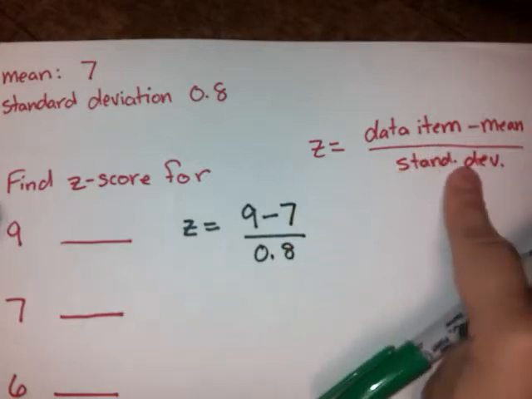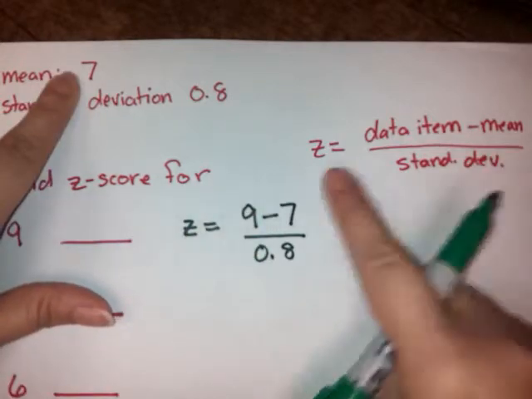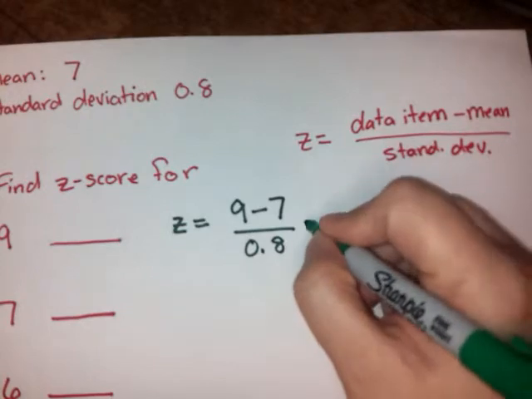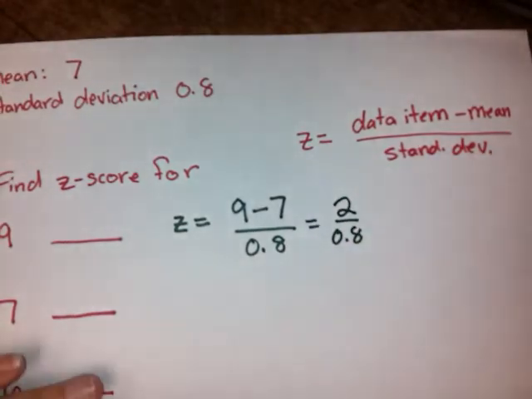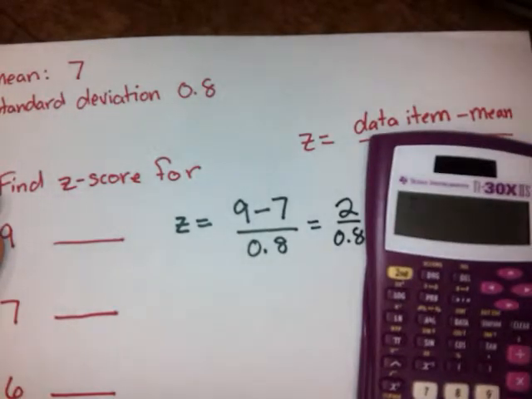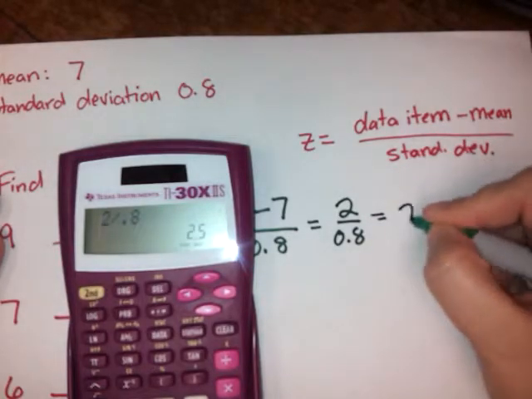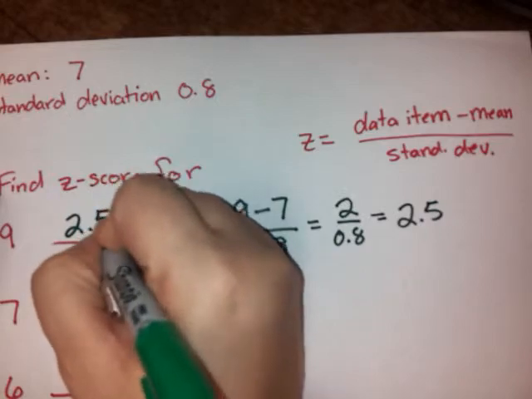If you know the formula, data item, you plug that in. Minus the mean, you plug that in, all over the standard deviation. So that's going to be 2 over 0.8, and then we plug that into our calculator and we get 2 divided by 0.8, and that gives us 2.5. So that's our answer here, 2.5.